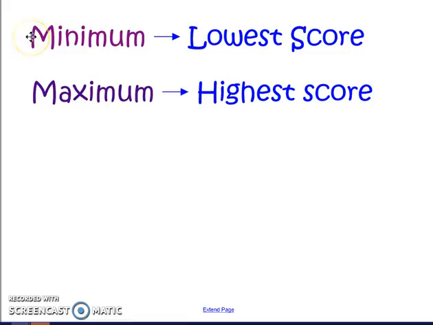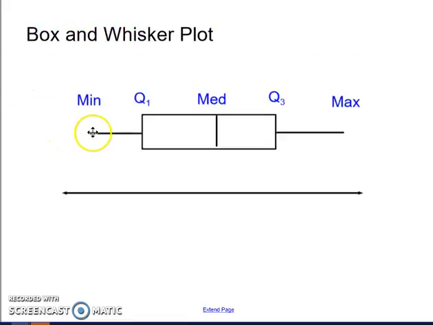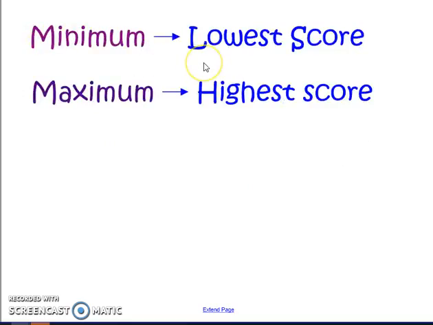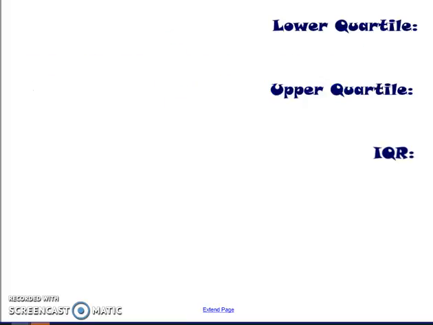So the first 2 points we need are the minimum and the maximum, and those are the end points. So those are the lowest and the highest. Those are the ends of what we call our whiskers. And they're just the lowest score and the highest score. You want to put your data in order from smallest to biggest, and then this is just the first number and this is the last number. We use those to find our range.